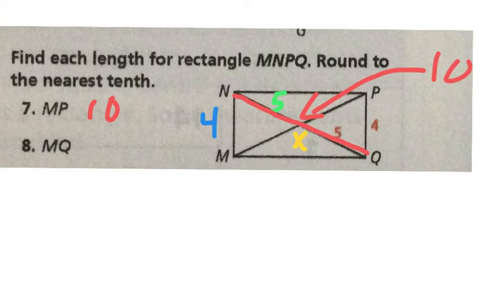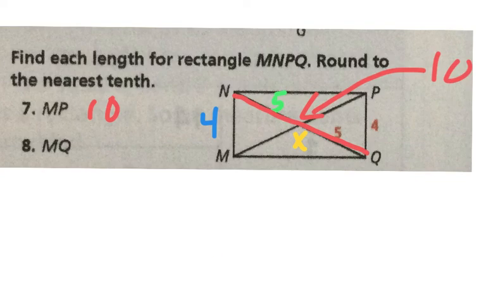Let's talk about that very quickly. From N to X to P, is that a right triangle? No. So can I use the Pythagorean theorem with it? I can only use the Pythagorean theorem with a right triangle, which needs a right angle. So that triangle is not helpful.